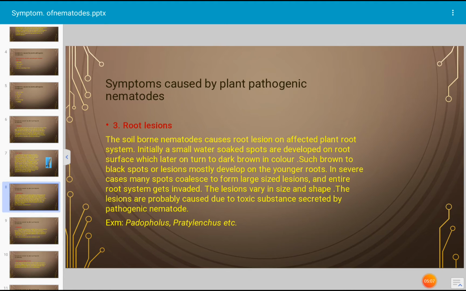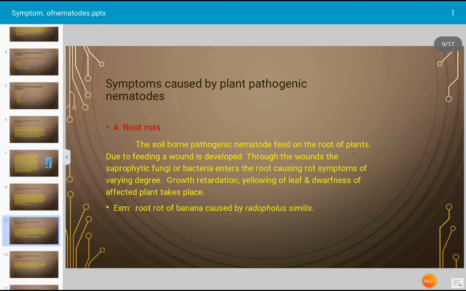The lesions vary in size and shape. The lesions are probably caused due to the toxic substances secreted by the pathogenic nematodes. The root lesion causing nematode is Pratylenchus. It is the name of the nematode which causes root lesions in several types of plants. Next, root rots. It is a type of symptom caused by the nematodal pathogen. The soil-borne pathogenic nematode feeds on the root of the plant.